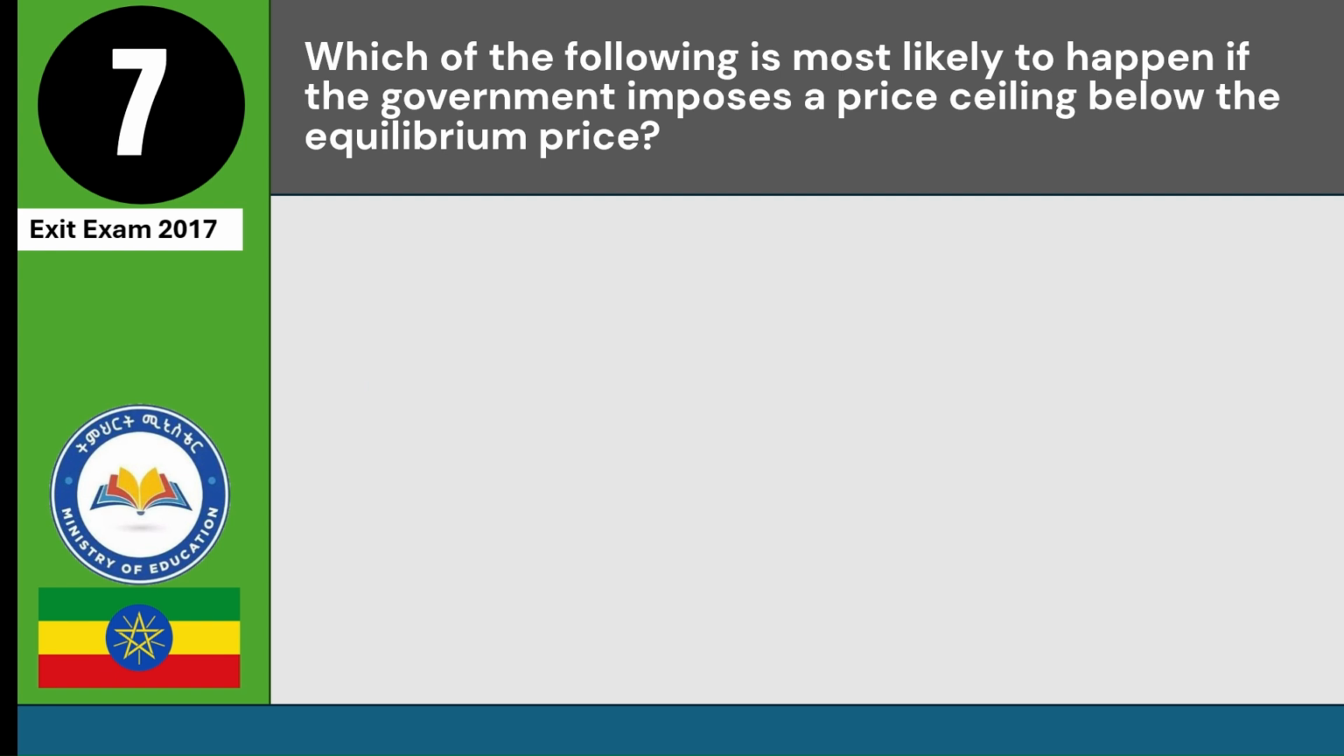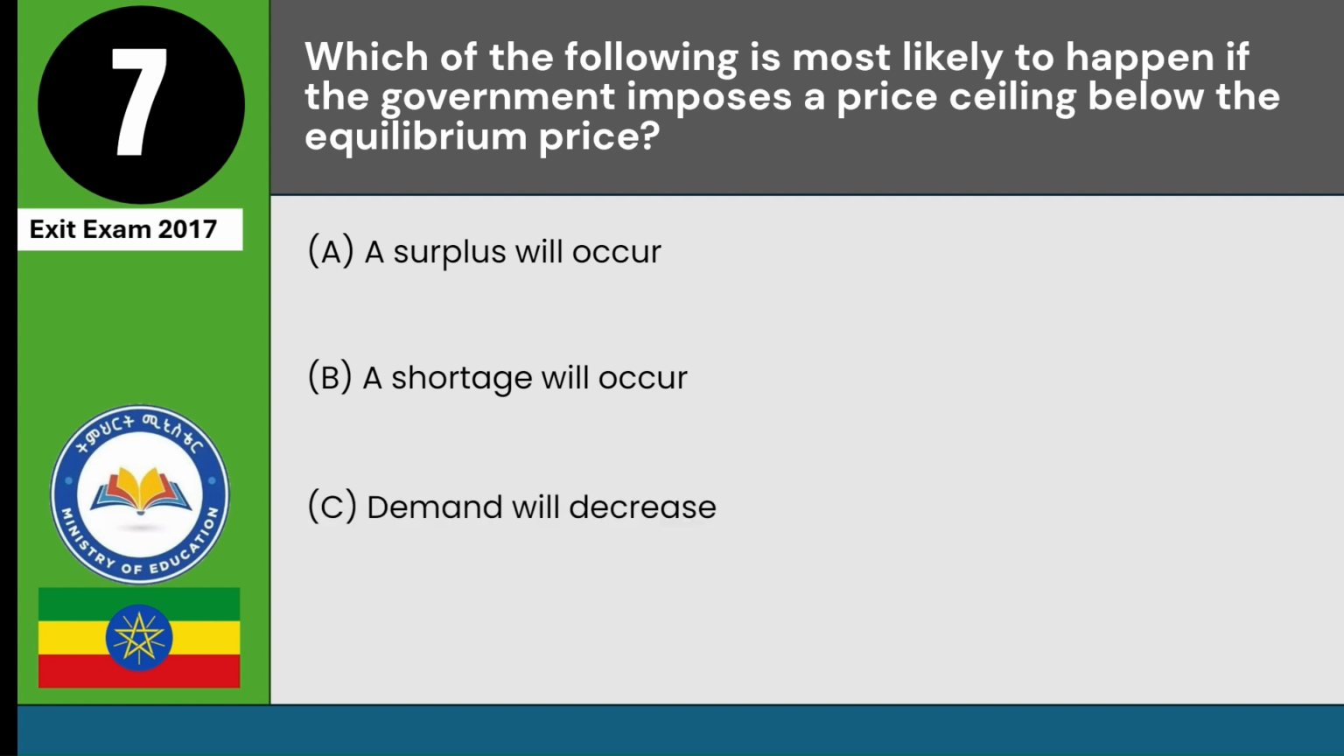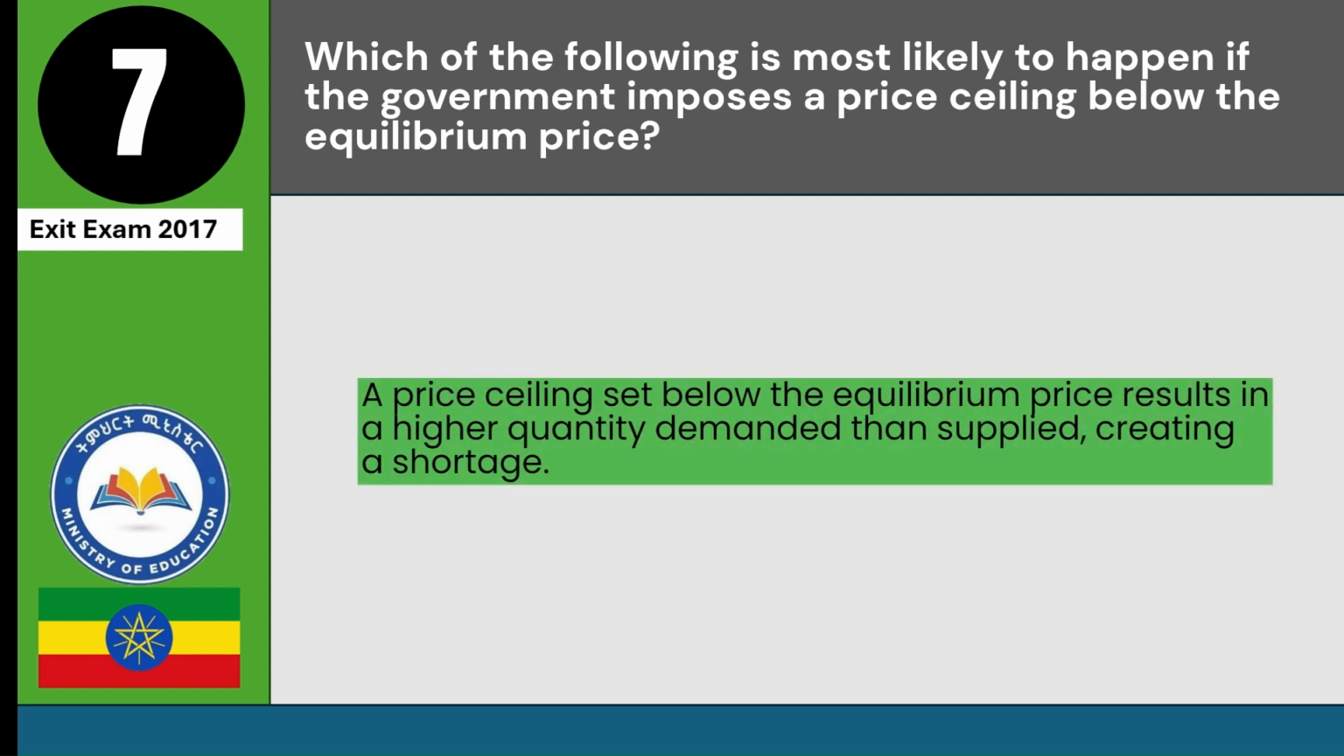Which of the following is most likely to happen if the government imposes a price ceiling below the equilibrium price? A. A surplus will occur. B. A shortage will occur. C. Demand will decrease. D. Supply will increase. Answer: B. A price ceiling set below the equilibrium price results in a higher quantity demanded than supplied, creating a shortage.